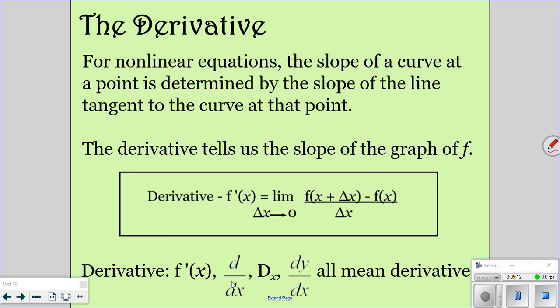These also mean derivative. So we have f prime of x. We also have d over dx, d sub x, and dy over dx. All of those mean derivative.